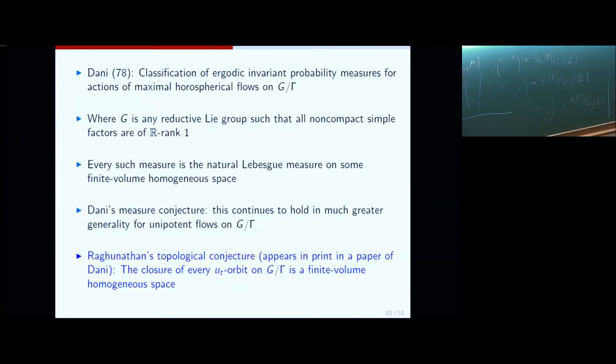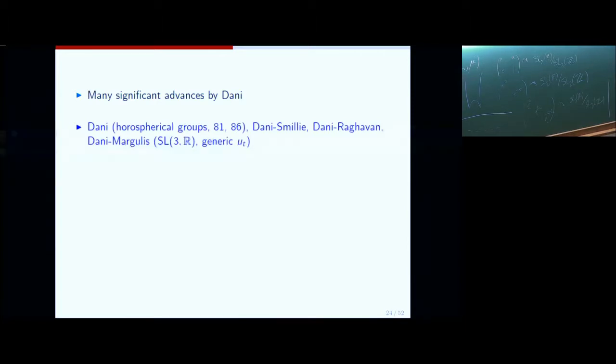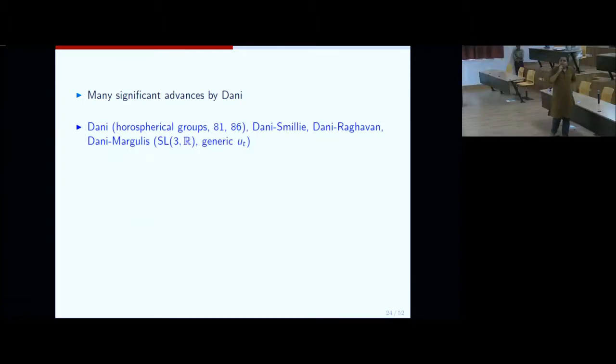There are several nice results. So I should mention, as I've said, there are many significant advances by Dani. We've seen the horospherical one and the equidistribution one. There's more work on horospherical groups. There's a lovely paper of Dani and Smillie, which was inspired by Dani's work on SL2R factor SL2Z. There's a very nice paper of Dani and Margulis about somehow generic flows on SL3R.